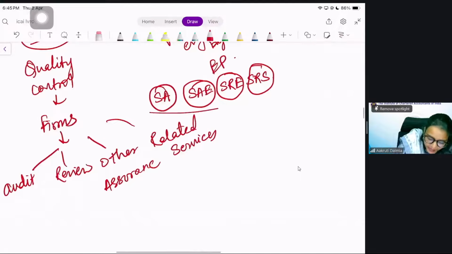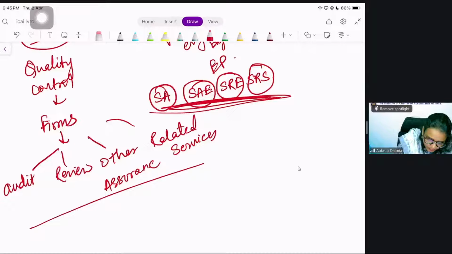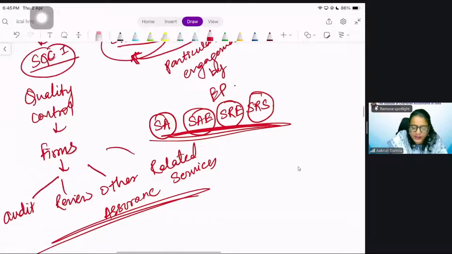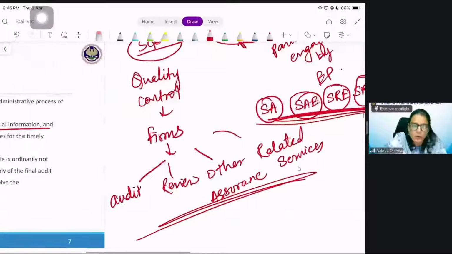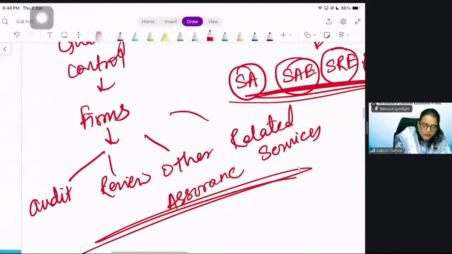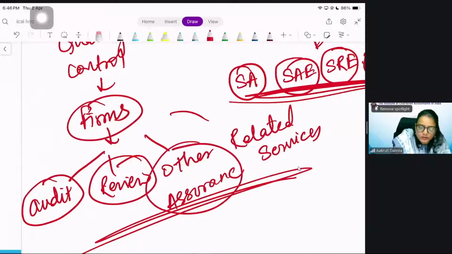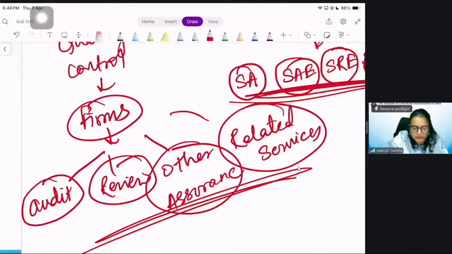तो अगर ये याद है तो ये भी याद हो जाएगा. Understood? So engagement standards, an auditor, I can do 4 types of engagements: auditing, review, other assurance, other related services. Yes or no? तो क्वालिटी कंट्रोल किस पे होगा? फर्म्स पे, जो ऑडिट करती है, रिव्यू करती है, अदर अश्योरेंसेस देती है, रिलेटेड सर्विसेज देती है.